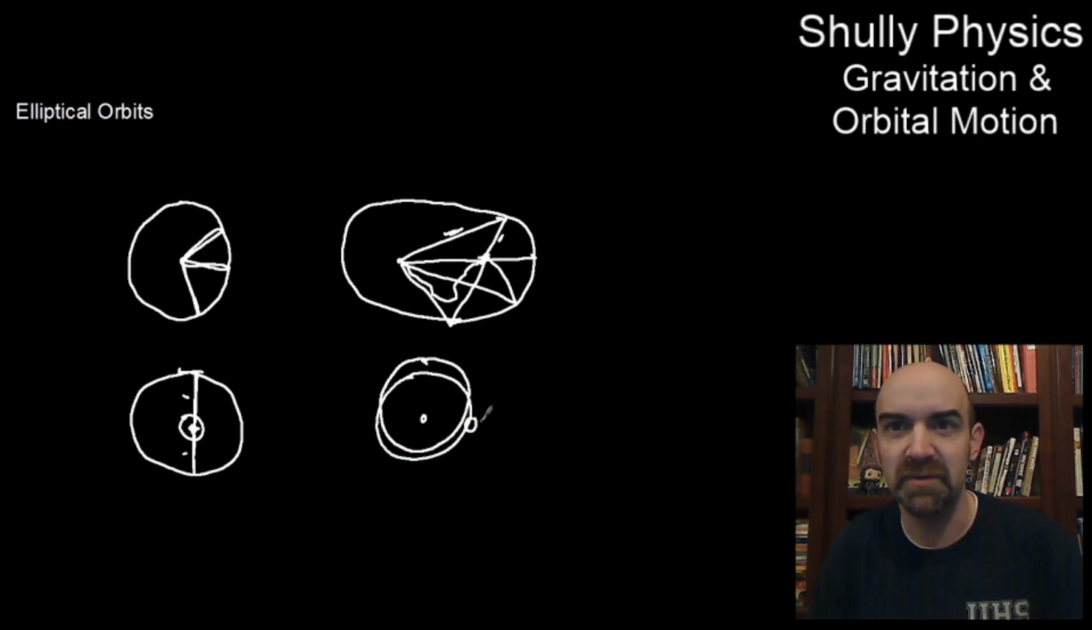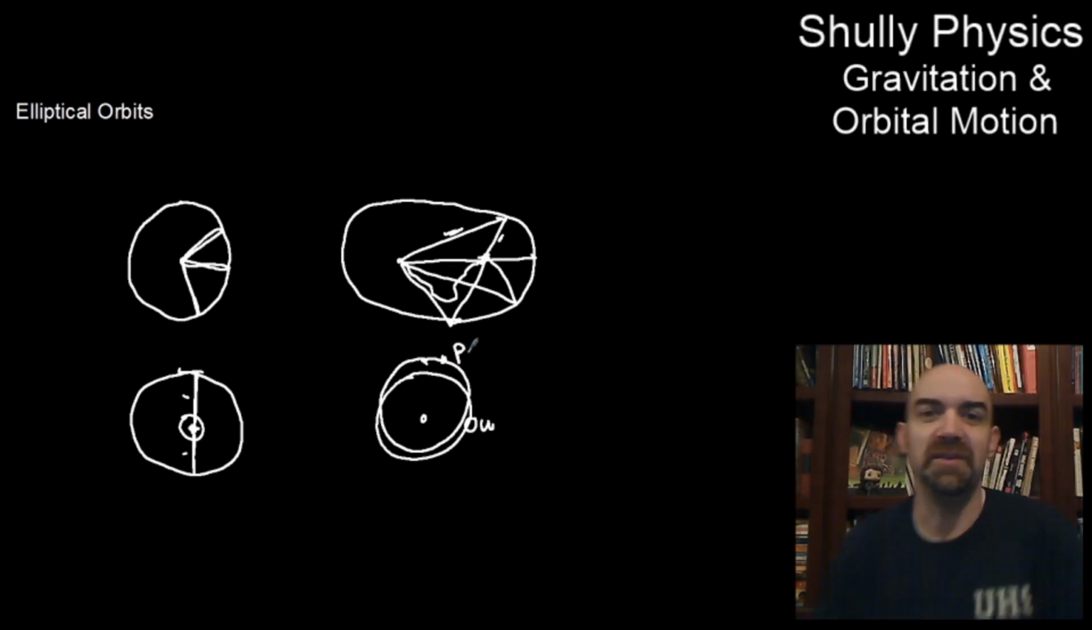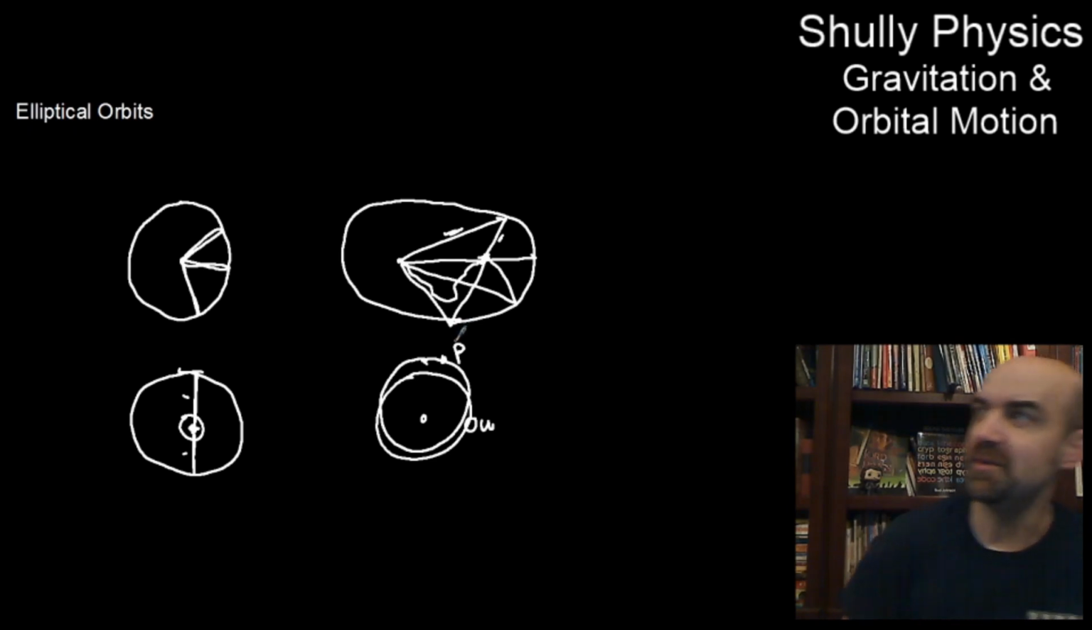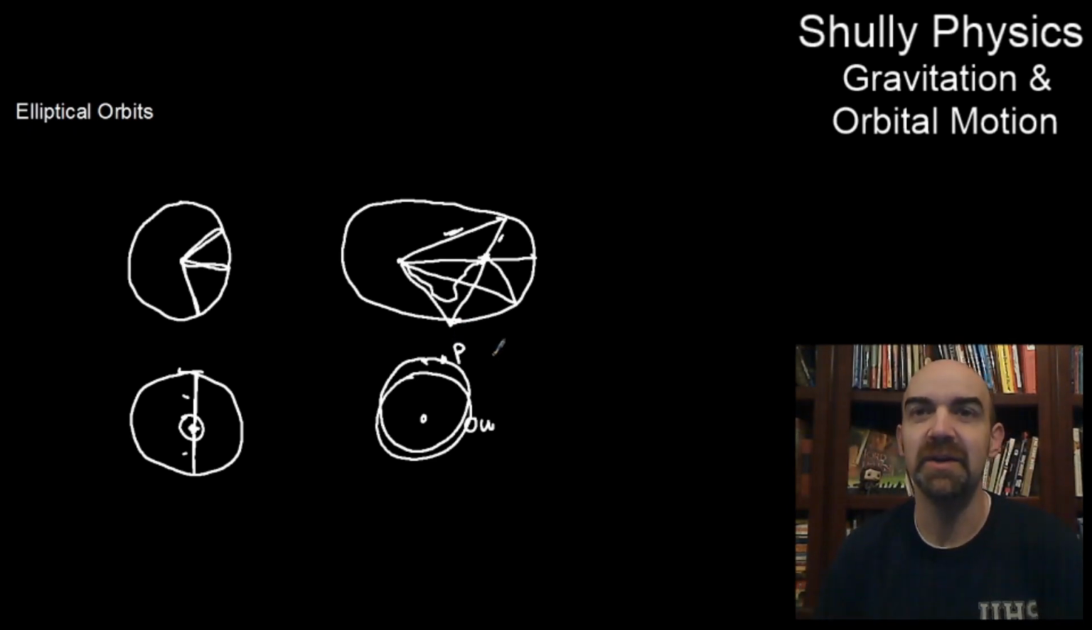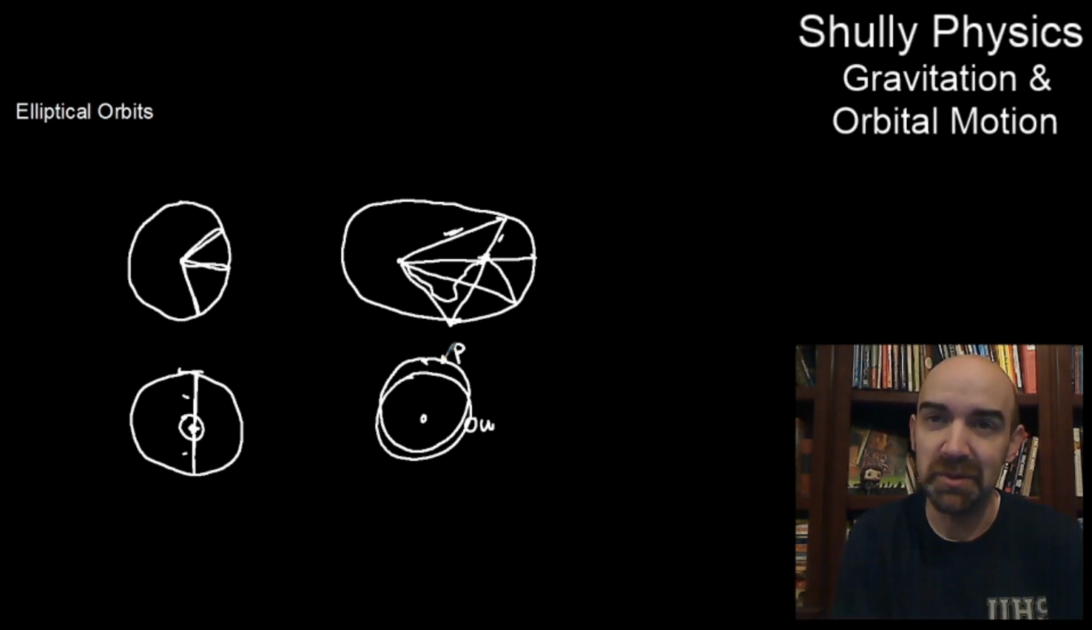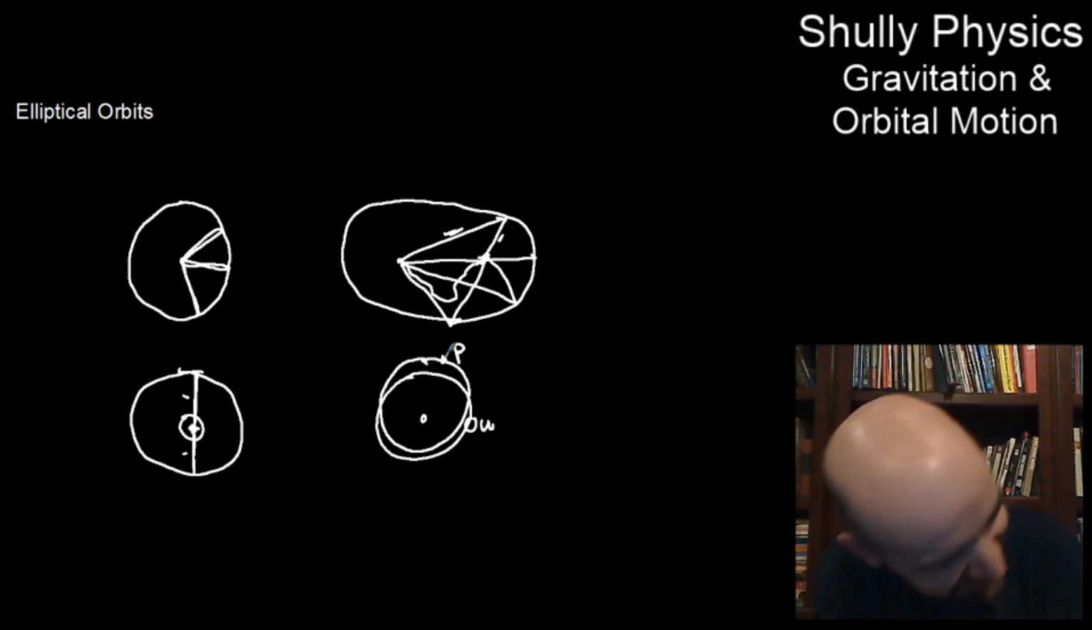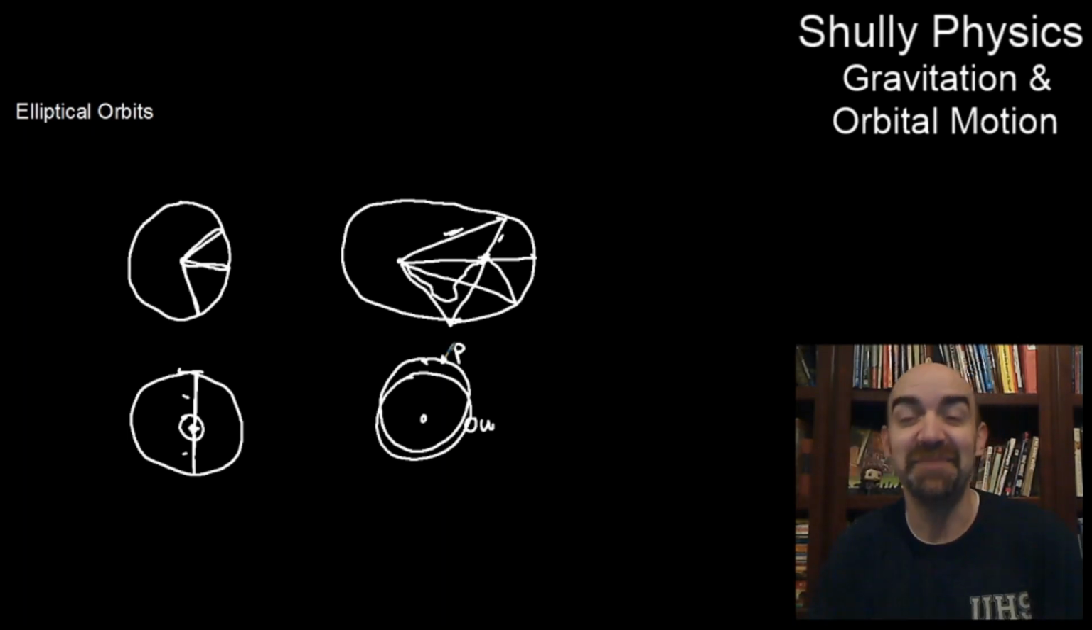So if this is Uranus and this is Pluto, yeah, I said Uranus, okay. All right, but Pluto sometimes hangs outside of Uranus's orbit.